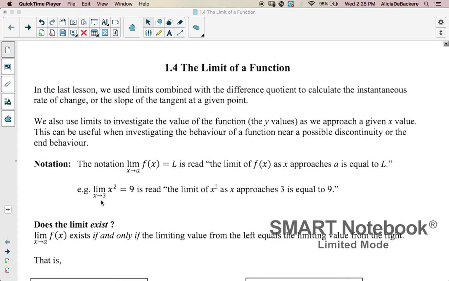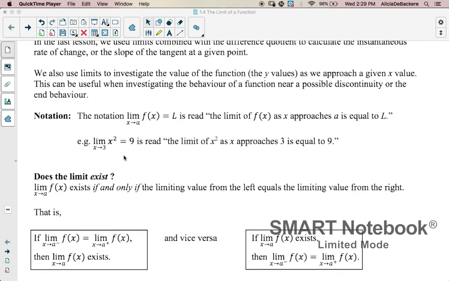So for example, we're going to look at just the function x squared, our basic parabola from grade 10. So the limit of x squared as x approaches 3 is 9. And that makes sense, right? That as I get closer to 3, the height or the y value of the function will get closer to 9. Now, when I get closer to 3 on the graph, which direction am I coming from? That's something that we need to think about.